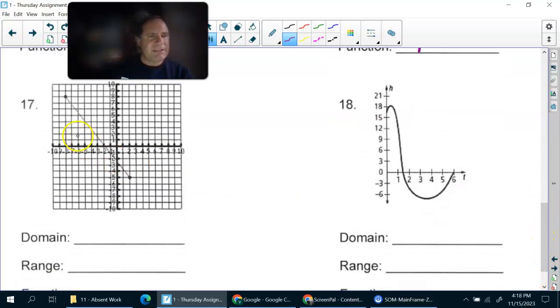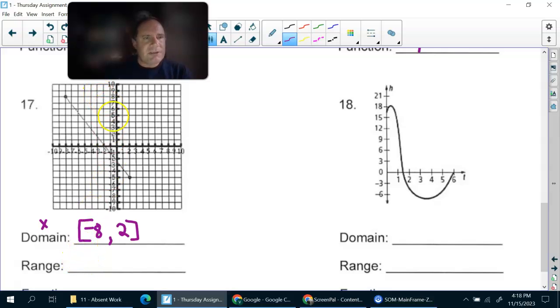All right, so number 17, domain, we're going to talk about the x's. What is the leftmost part of this graph? Let's go all the way to the left and stop right there. That is a -8. That is a closed circle, so we are going to put a bracket. The rightmost part of the graph is 2 on the x-axis, and that is a closed circle. So we have a +2, no infinity here.